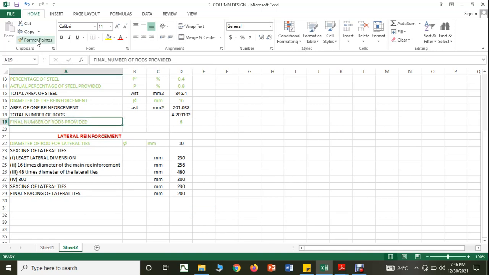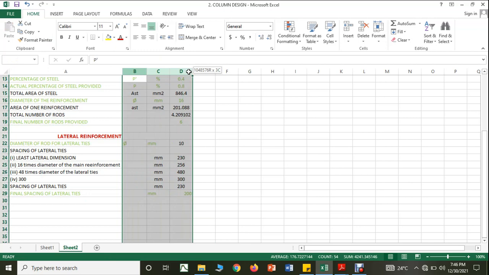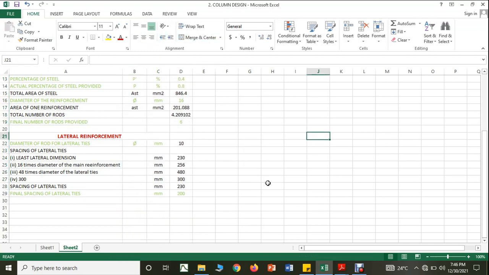So this is an input value. In this way you are supposed to design a uniaxially loaded column. Let us see what is the next procedure in the next video. Thank you, learners.